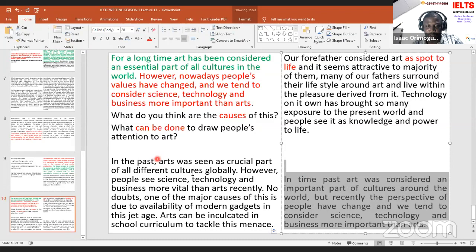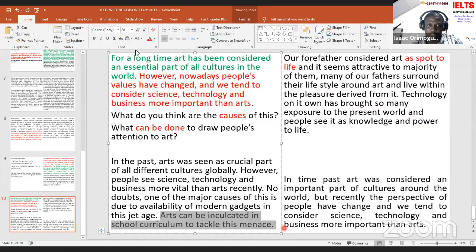In time past, art was seen as a crucial part of all different cultures globally. However, people see science, business, and technology as more vital than art recently. No doubt, one of the major causes of this is due to the availability of modern gadgets in this jet age. Arts can be inculcated in school curriculum. This is not a nice transition. The latter part is not a nice transition. There was no flow into telling me what that meant.